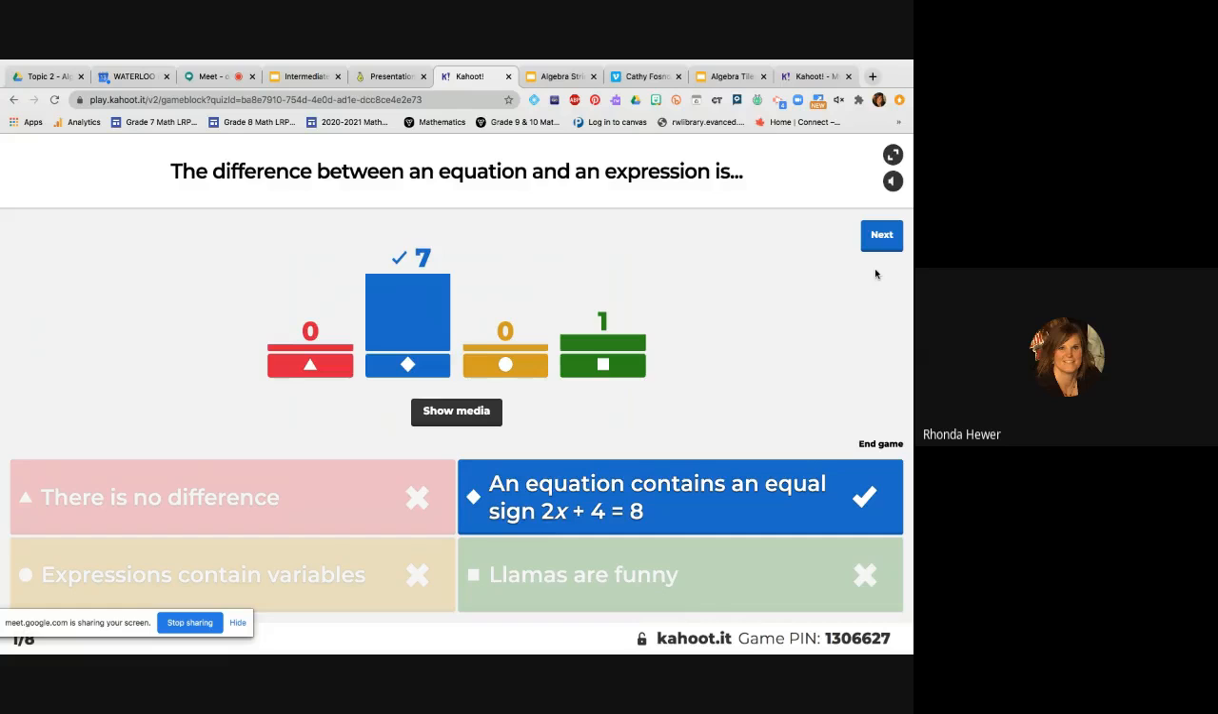Oh, come on. Who thought the llamas are funny? You're out. We're going to find out what school you're at, and we're going to have a conversation with your admin.